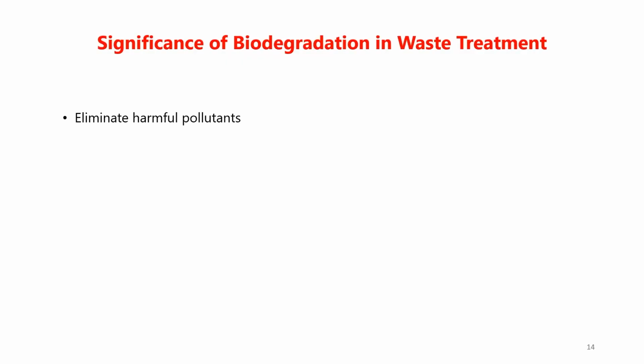And once we are able to identify those with the means of genetic engineering and genome editing, there is enough scope for enhancing the activity of these strains. So, what is the significance of biodegradation in waste treatment? This helps us in eliminating harmful pollutants, number one, and helps us in recycling the nutrients which are released as a result of this biodegradation, and it can also reduce the waste volume.